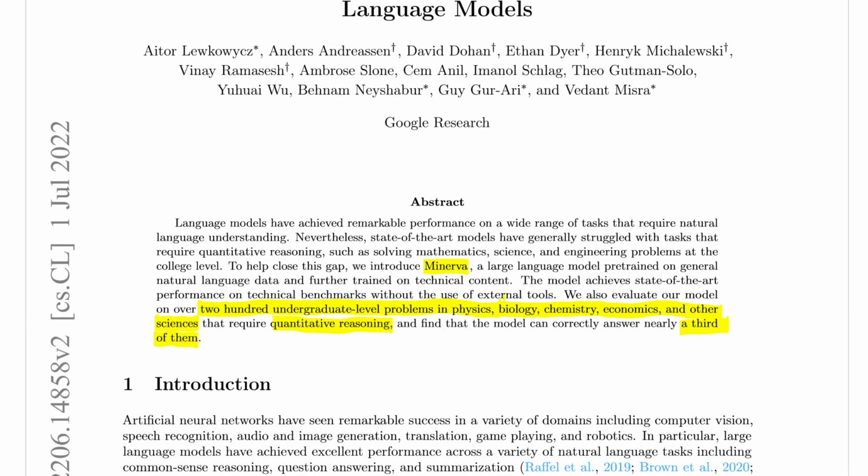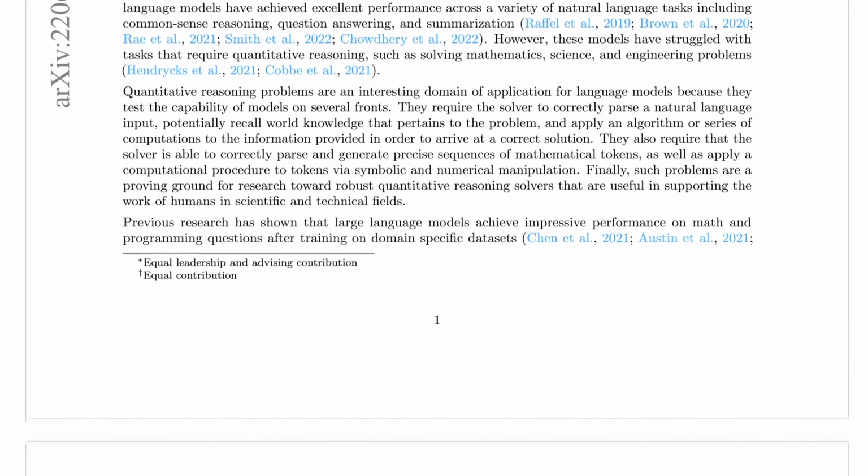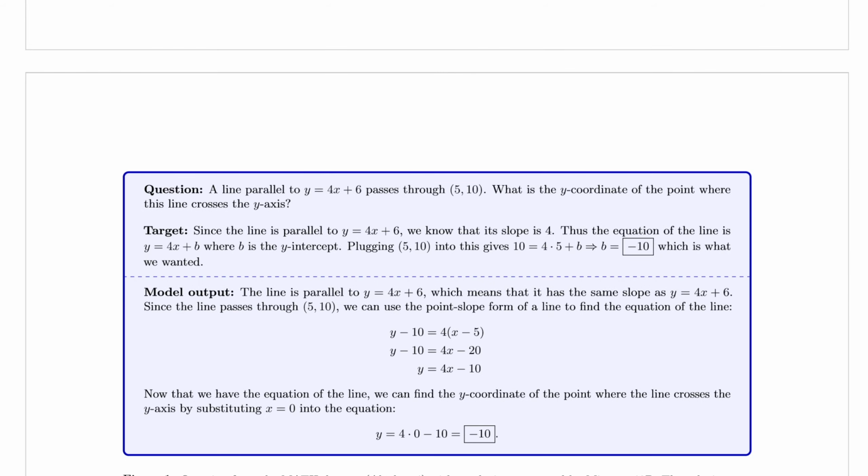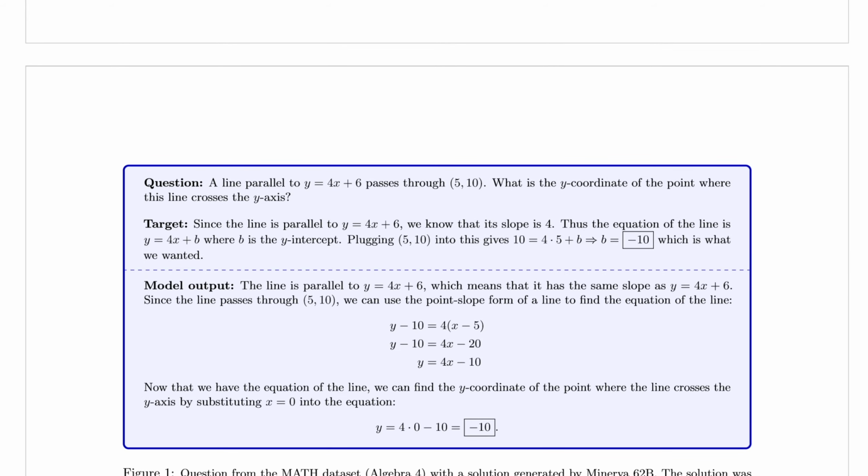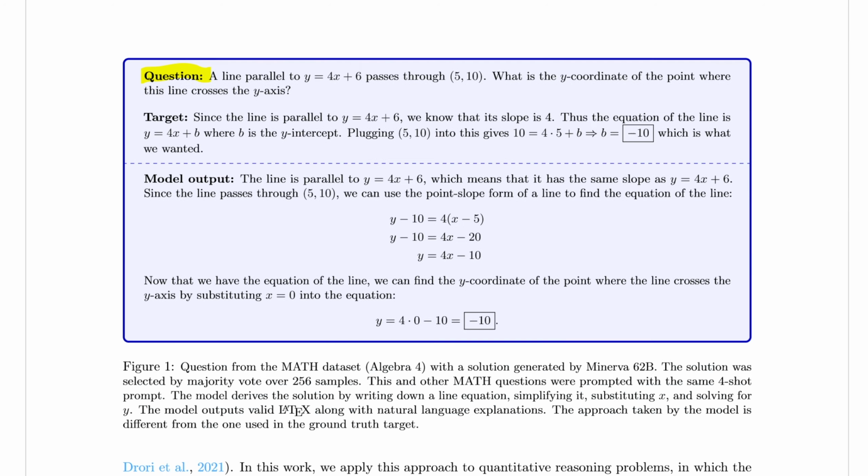Just scrolling down to get us started, we can take a look at what we're going to be seeing from this model. So here's an example of a question. A line parallel to y = 4x + 6 passes through the point (5, 10). What is the y-coordinate of the point where the line crosses the y-axis? So you can see this is pretty neat because there's some natural language in here. This goes beyond just pure mathematics. It actually has word problems.